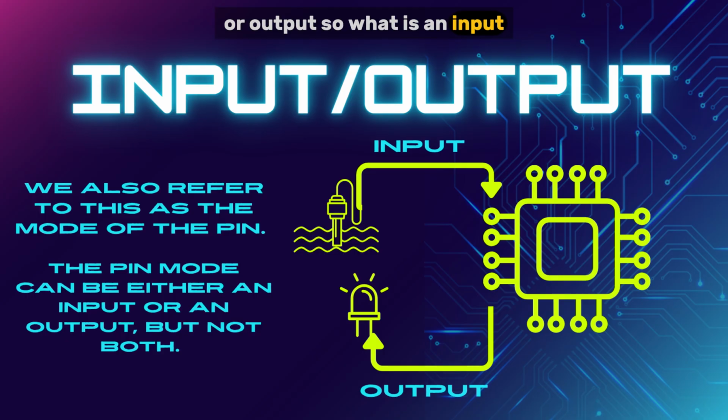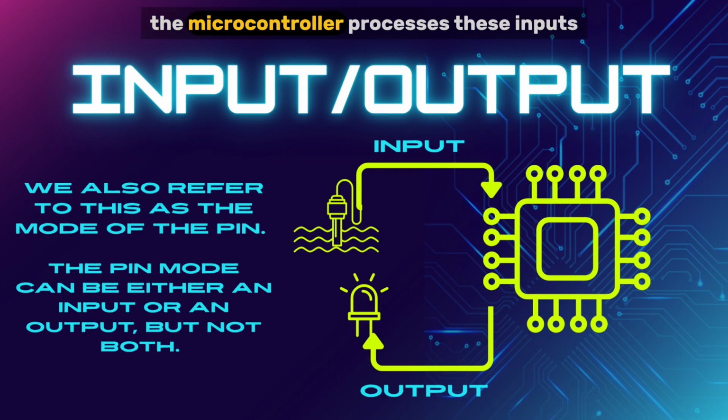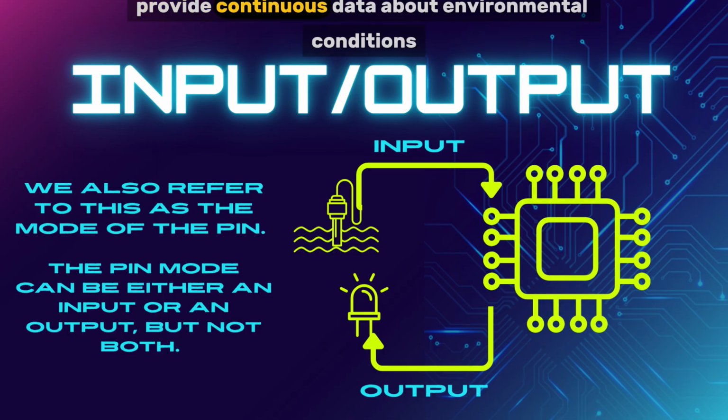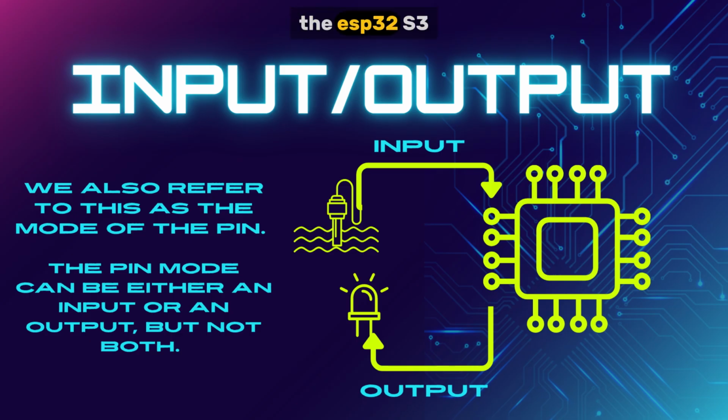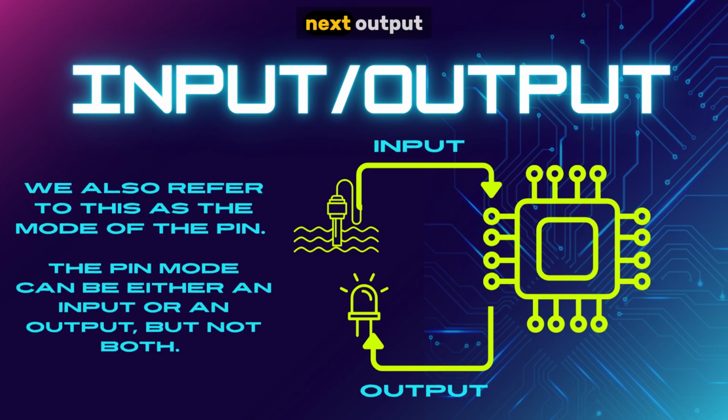So what is an input? Inputs receive a signal, volts, from external components such as sensors. The microcontroller processes these inputs to make decisions or take actions. For example, sensors like temperature sensors or light-dependent resistors, LDRs, provide continuous data about environmental conditions. The ESP32S3 reads these signals to determine what action to take next.